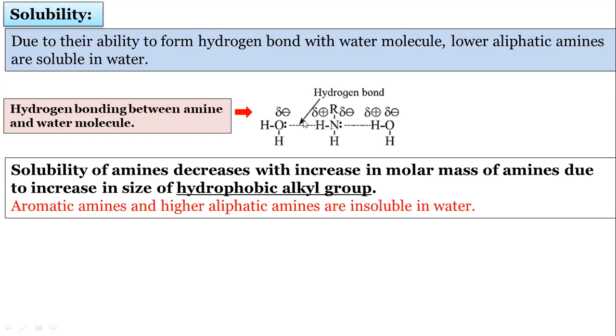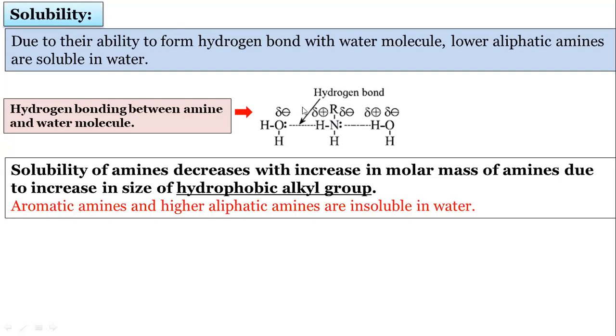So the lower aliphatic amines are soluble in water. Remember, I am talking about the lower ones only. The lower aliphatic amines are soluble in water. But what happens if the number of alkyl groups increases? The solubility of amines decreases because as the hydrocarbon part increases, this hydrocarbon part is hydrophobic. This hydrophobic alkyl group is water hating. So if the number of alkyl groups increases, the solubility decreases.